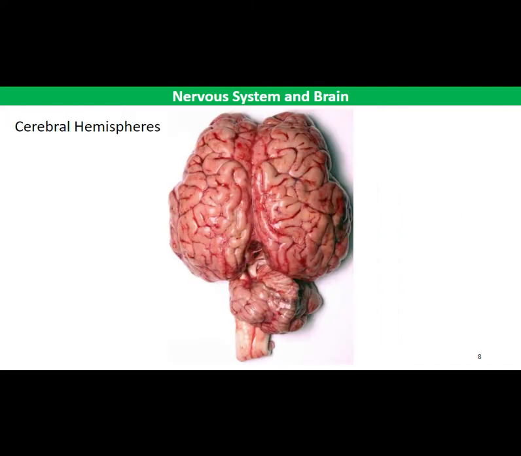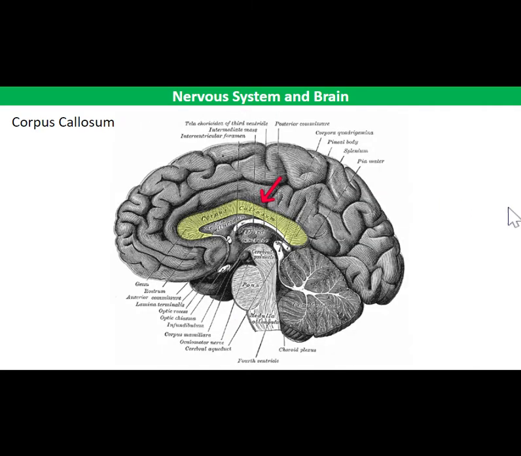So we have two cerebral hemispheres. They are heavily folded, and they consist of grey matter. Each hemisphere controls the opposite side of the body. So your left hemisphere controls the right side of your body, and the right hemisphere controls the left side of your body. And these two hemispheres are linked by the corpus callosum. The corpus callosum is the major connection between the two hemispheres, and it enables communication between the two.